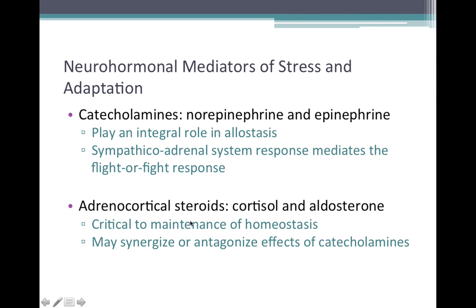Now, other hormones like the adrenocorticosteroids, like cortisol and aldosterone, are also important in mediating the stress response. And these can have effects that can increase or even decrease the effects of epinephrine and norepinephrine. It really just depends on the organ system.